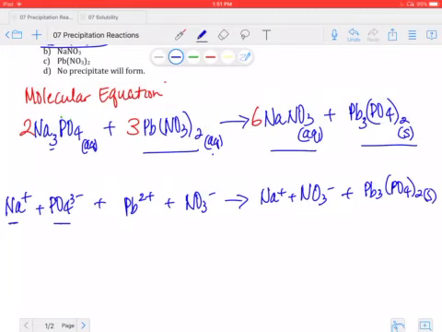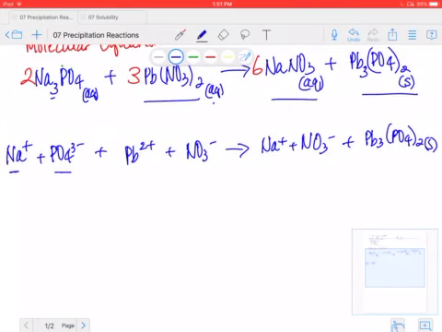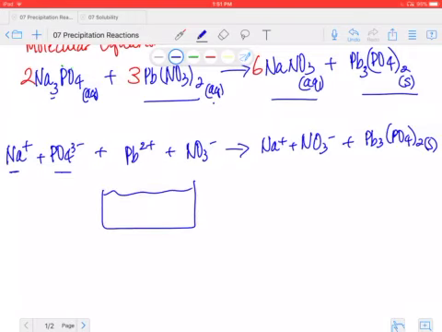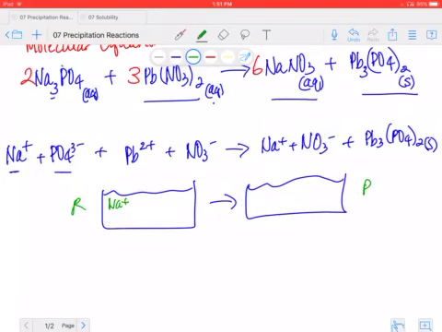Okay, so the purpose of doing this is really to show what you actually would see in the form of particles in this solution. So if I make a little beaker, the left side would be my reactants and the right side would be my products, and I think about what's actually in there floating around. So on the reactant side, we have some sodium ions, we have some phosphate ions, we have some lead, and we have some nitrate ions. Then on the product side, or after the reaction happens, I still have those sodium, I have some nitrate, and then I would have this lead phosphate down at the bottom, right?